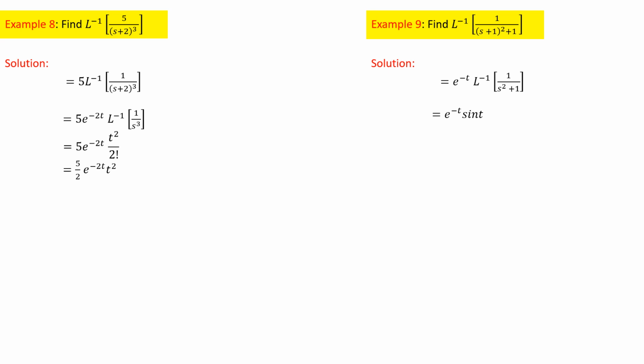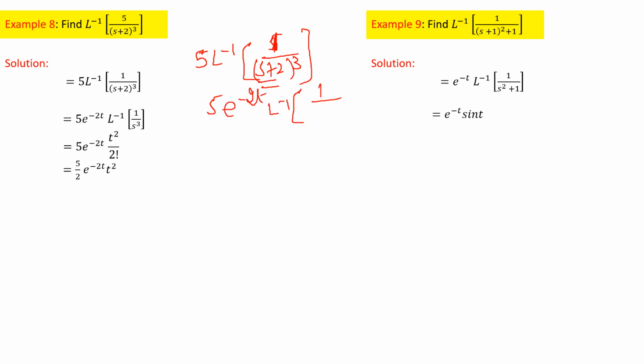Question number 8, L inverse of 5 by s plus 2 the whole power 3. So step number 1, take the constant outside. So we have 5 outside, then we have 1 by s plus 2 the whole power 3. Then this s plus 2 will become e power minus 2t, and this will reduce to s. So s to the power 3. So I have 5 into e power minus 2t. By taking Laplace inverse, it becomes t.